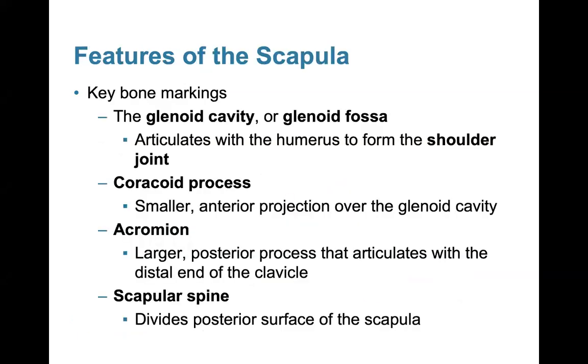So the key bone markings for the scapula: we have the glenoid cavity or glenoid fossa. This articulates with the humerus to form the shoulder joint. The other one I want to point out in this slide here is the acromion. This is the larger posterior process that's going to articulate with the distal end of the clavicle that we just talked about.